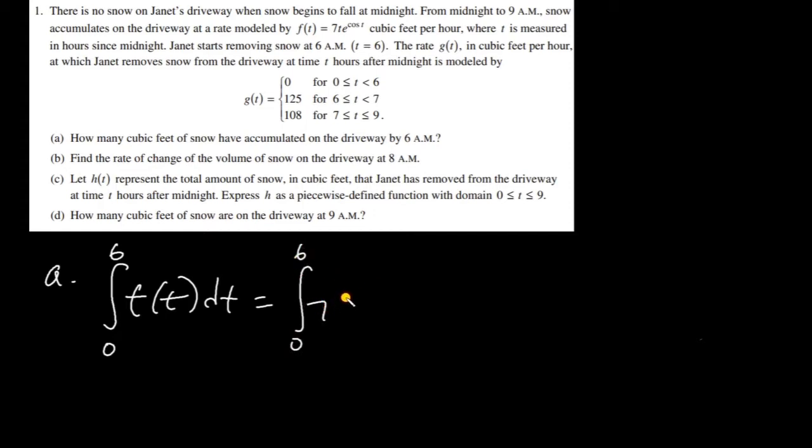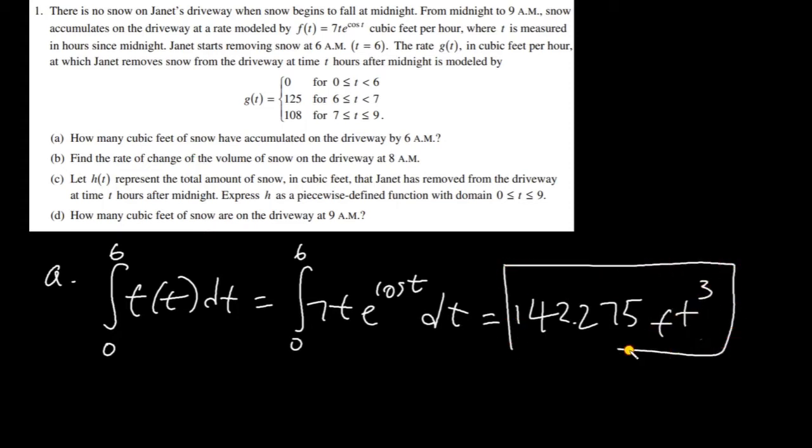So what we're going to do is we're going to integrate this function from 0 to 6, f of t dt. Alright, and then what is f of t? I'll just plug it in. It's 7t e to the cosine t dt. And if you plug this into your calculator, you're going to get 142.275. And then for units, it's cubic feet.